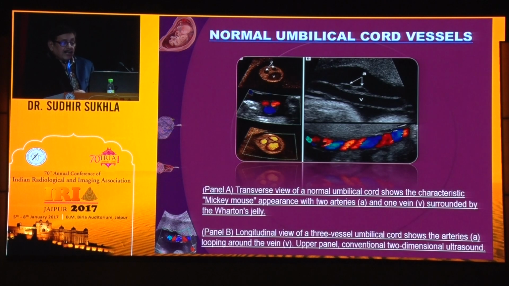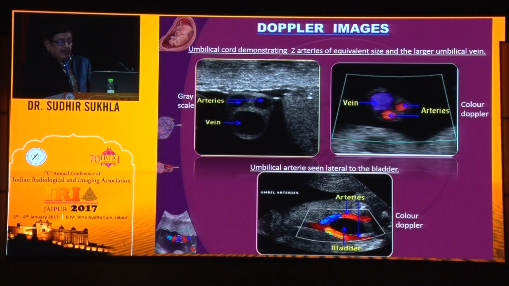The normal vessels of the cord, we all know the Mickey Mouse appearance, you are quite familiar with it. The 2 arteries and 1 vein. You can see it in the longitudinal and cross-section, and you can also see along the lateral wall of the bladder the 2 vessels.